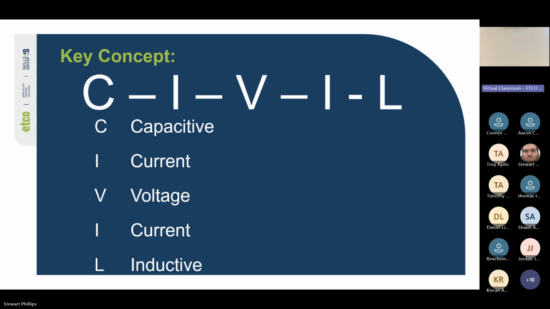It's the way I was taught back when I did my apprenticeship. We kept going on about CIVIL this and CIVIL that. So it's just a nice, easy way to remember the relationship between voltage, current, capacitive, and inductive reactance.